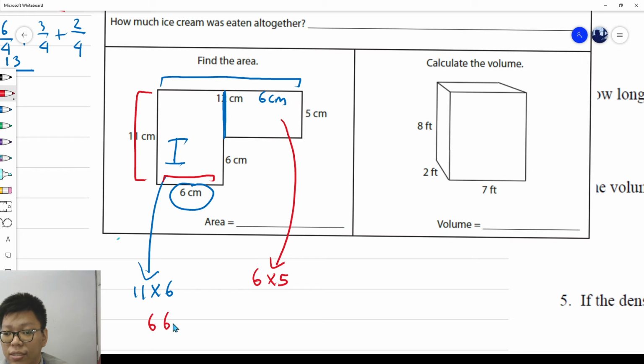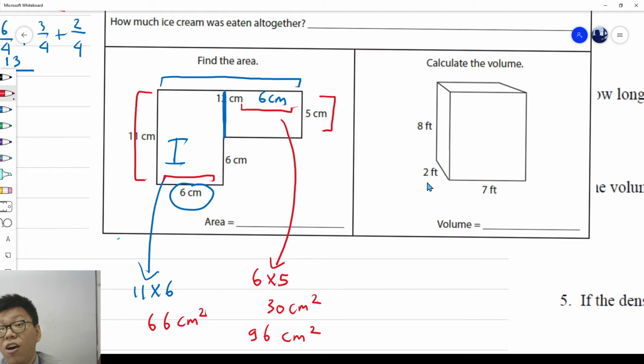That is 66 centimeter square. This one, 6 by 5. So that will be 30 centimeter square. The sum will be 96 centimeter square. How about the volume?